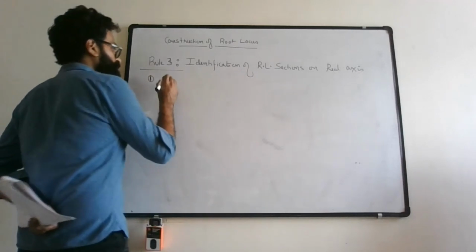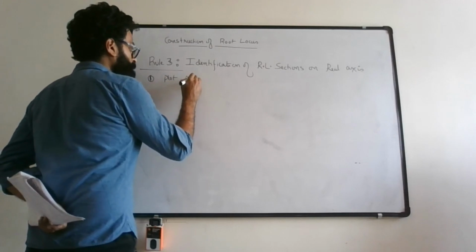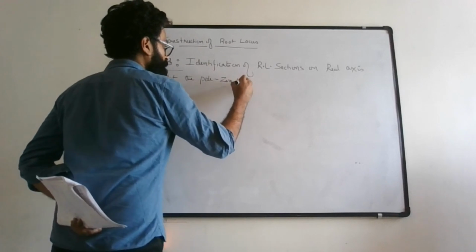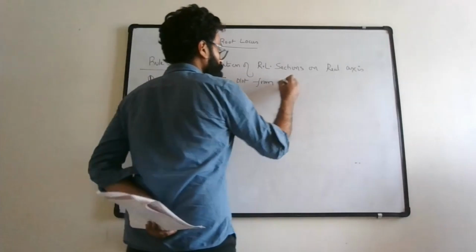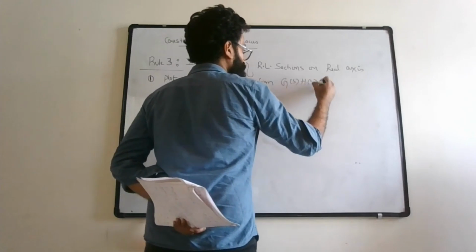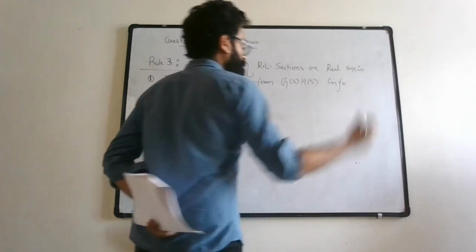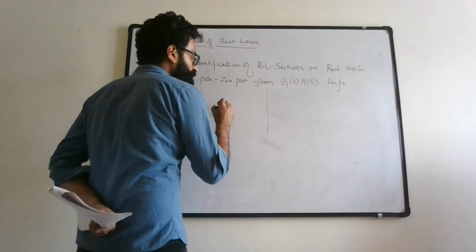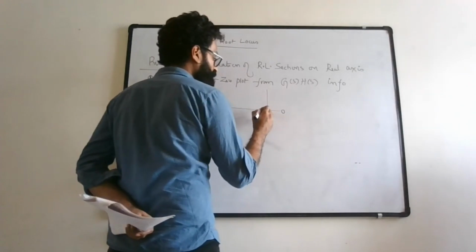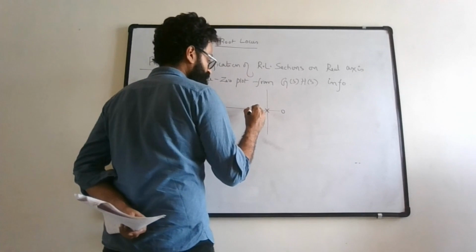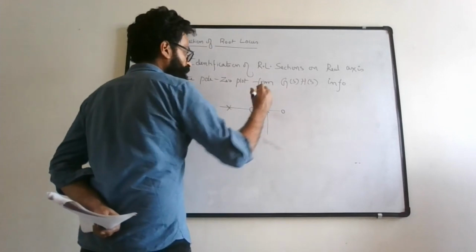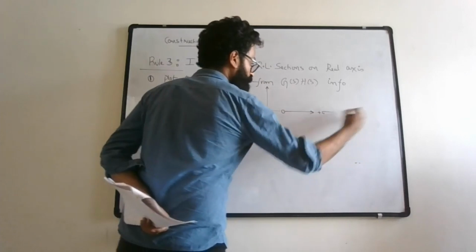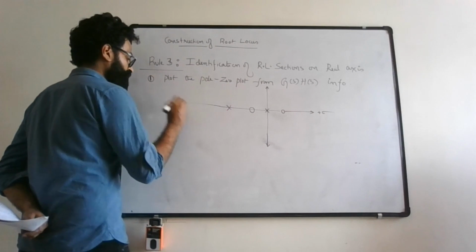First step is to plot the pole-zero plot from G(s) H(s) information. Let's say, for example, we get the following plot. I have a zero here, a pole at the origin, a zero here, and one more pole here. This is positive sigma, and this is negative sigma.